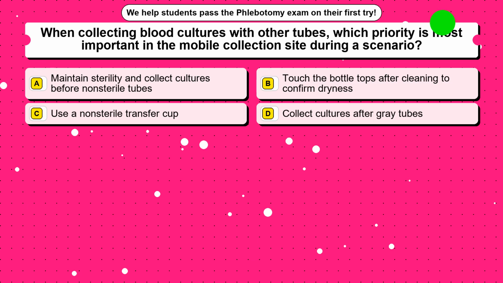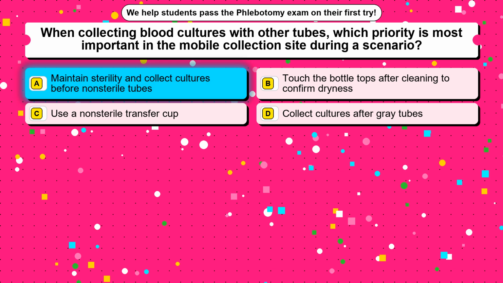Question 57. When collecting blood cultures with other tubes, which priority is most important in the mobile collection site during a scenario? Option A. Maintain sterility and collect cultures before non-sterile tubes. Option B. Touch the bottle tops after cleaning to confirm dryness. Option C. Use a non-sterile transfer cup. Option D. Collect cultures after gray tubes.